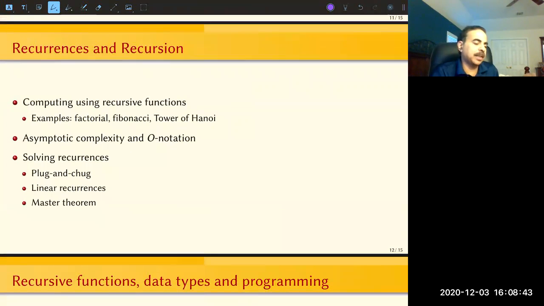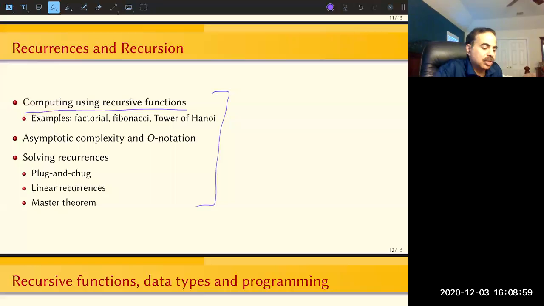So the last few topics that we looked at are recurrences and recursion. We talked about how you compute using recursive functions. So this is our transition to thinking about programming. So you want to compute something. If you can define it as a function, then we can use whatever we know about functions to do the computation, right? And very often we end up with recursive functions. For anything non-trivial, we end up with recursive functions.